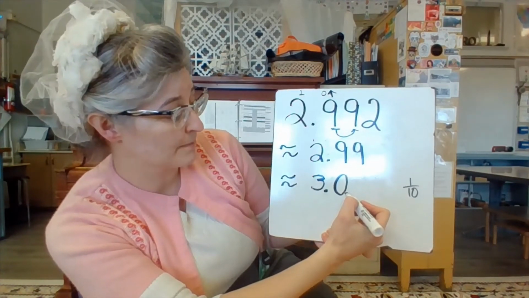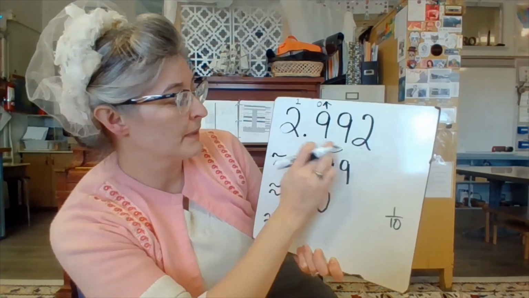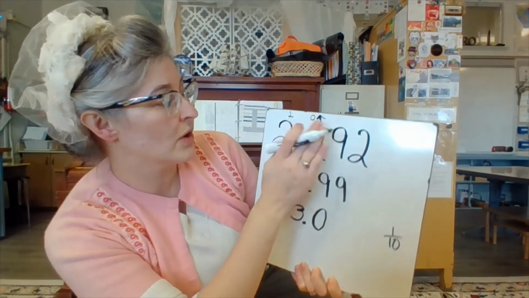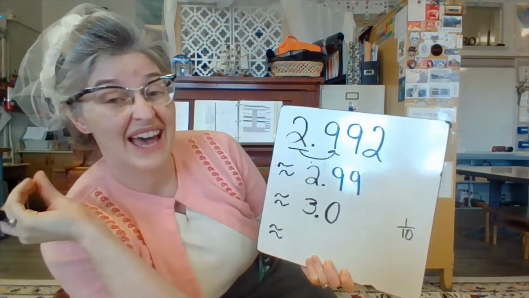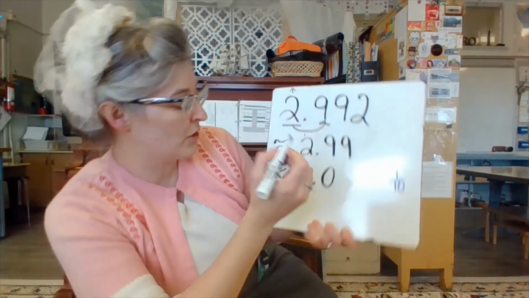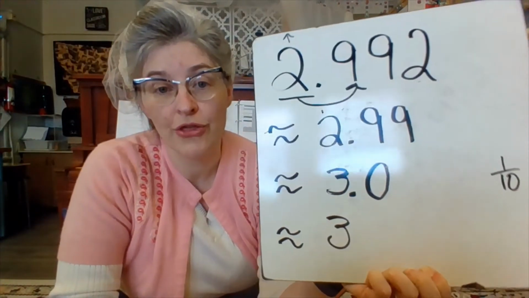tenths place. Now, if I'm going to the nearest whole number, I start here at the whole number, I go next door, is it 5 or more? Oh yeah, it definitely is. So this number is going to increase, and you will see the number 3.